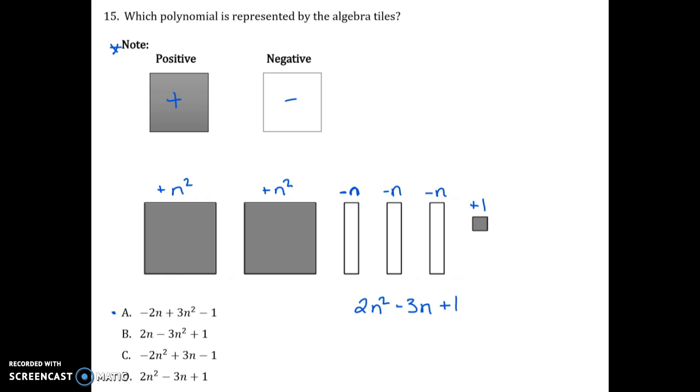So looking at A, we've got negative 2n, so no, that's not going to work. We need negative 3n. Looking at B, we've got 2n. Okay, that's not going to work. Looking at C, we've got a negative 2n squared. That's not going to work. We have a positive 2n.